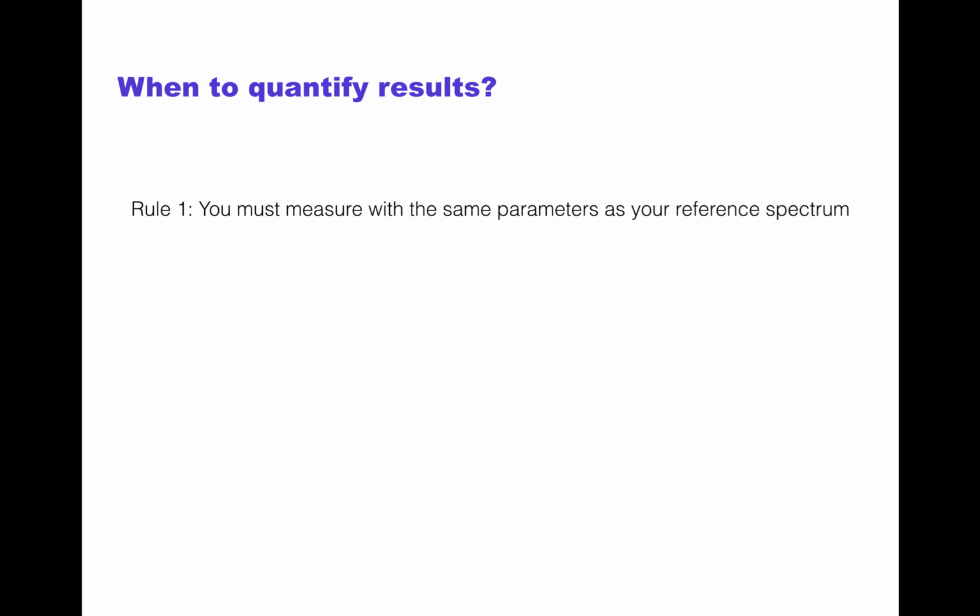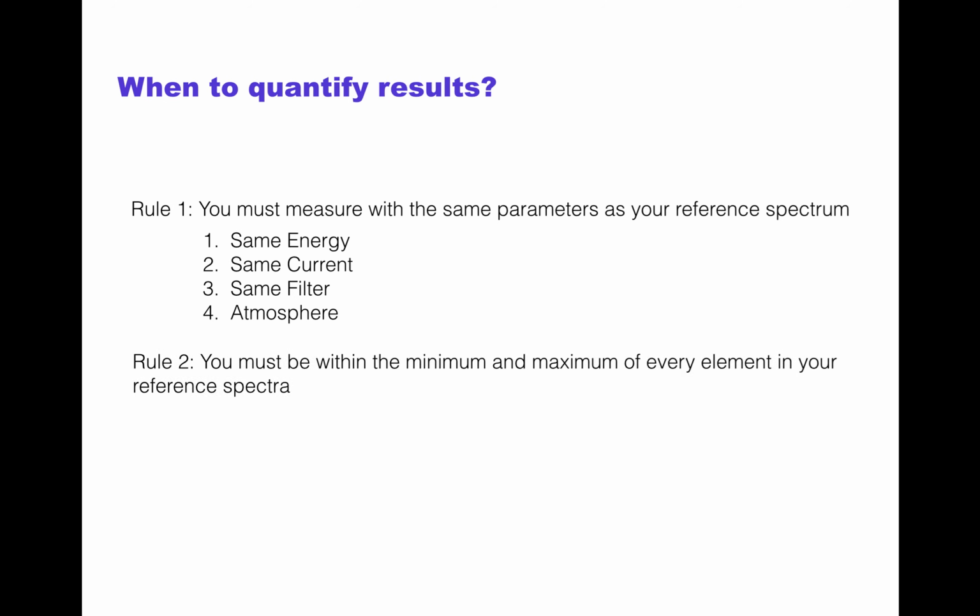So now we come to the rules for quantifying results. Rule number 1. You must measure with the same parameters as your reference spectrum. In this case, you want to use the same energy, the same current, the same filter, and the same atmosphere. You want to capture the same conditions for an accurate answer. The second rule, you must be within the minimum and maximum of every element in your reference spectra.